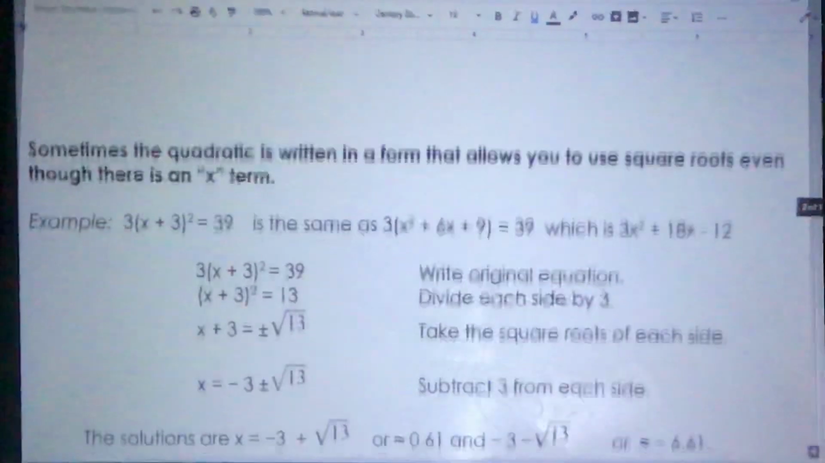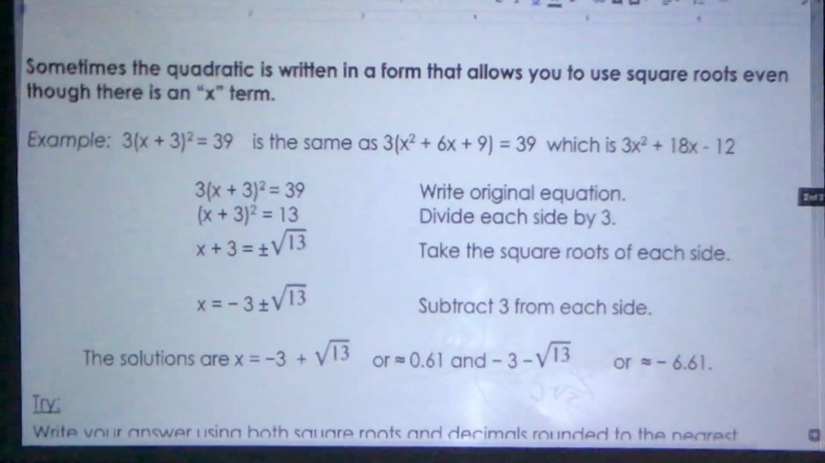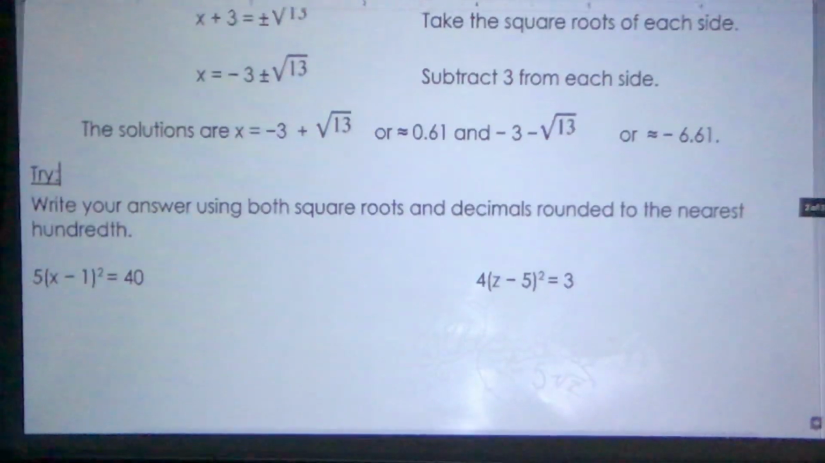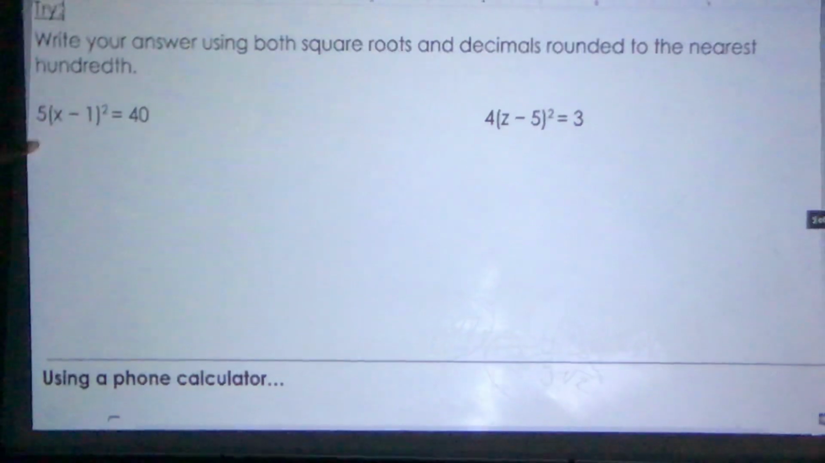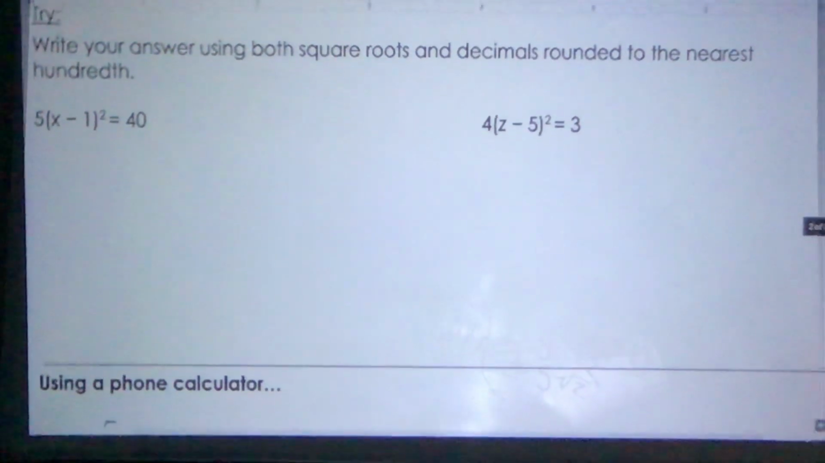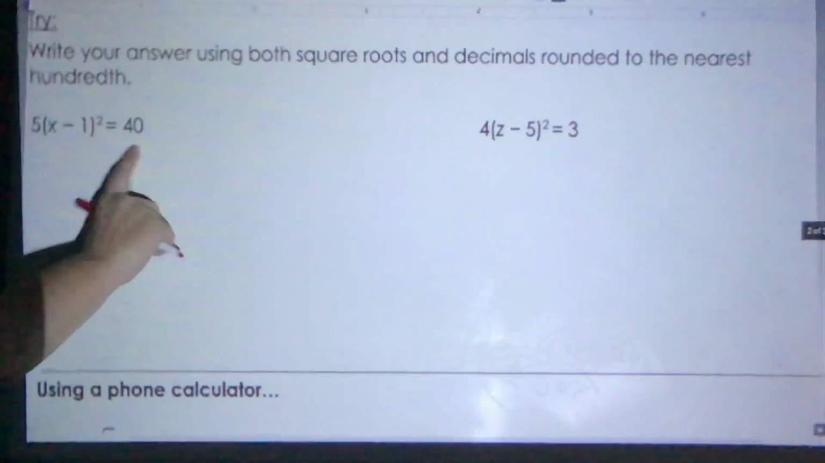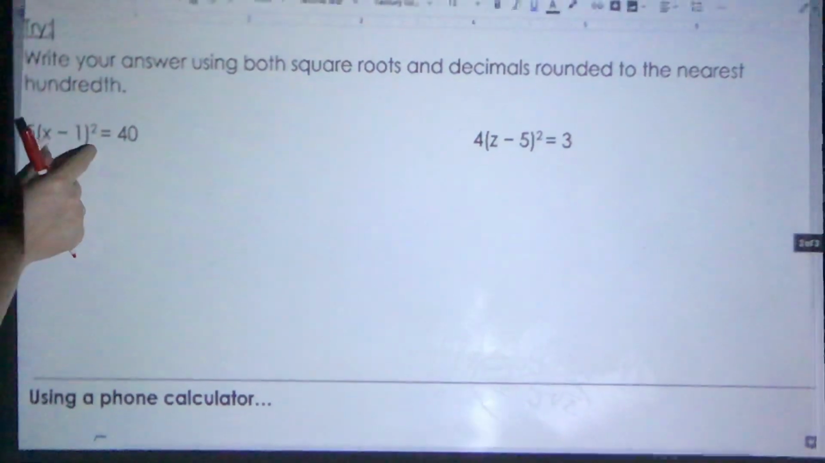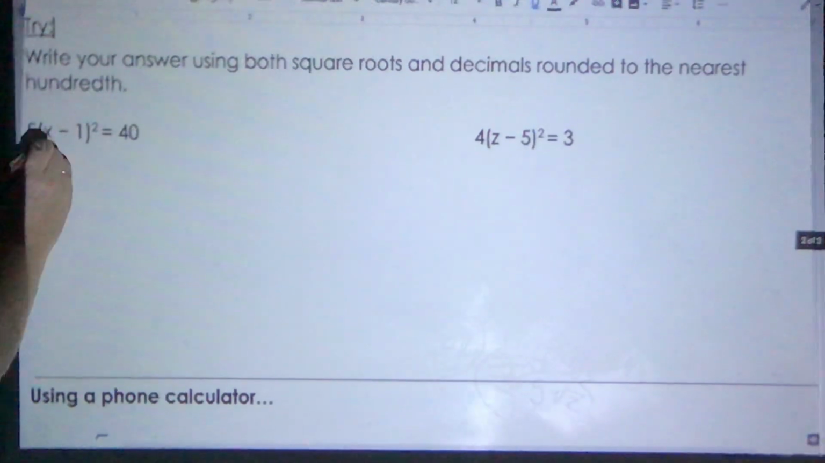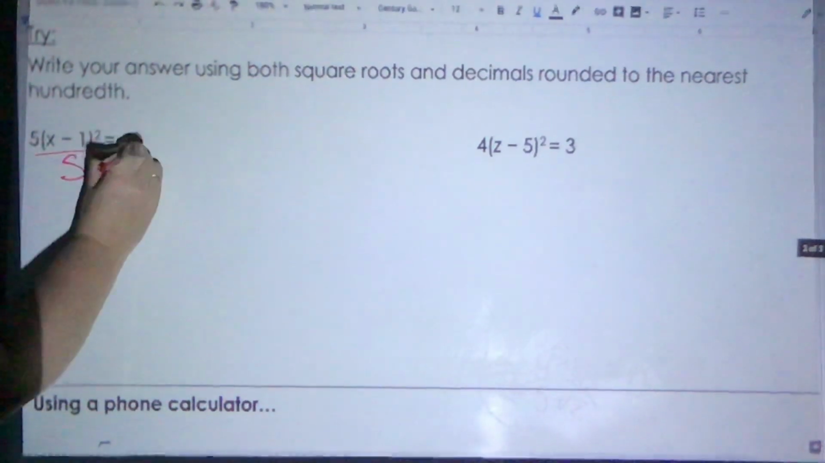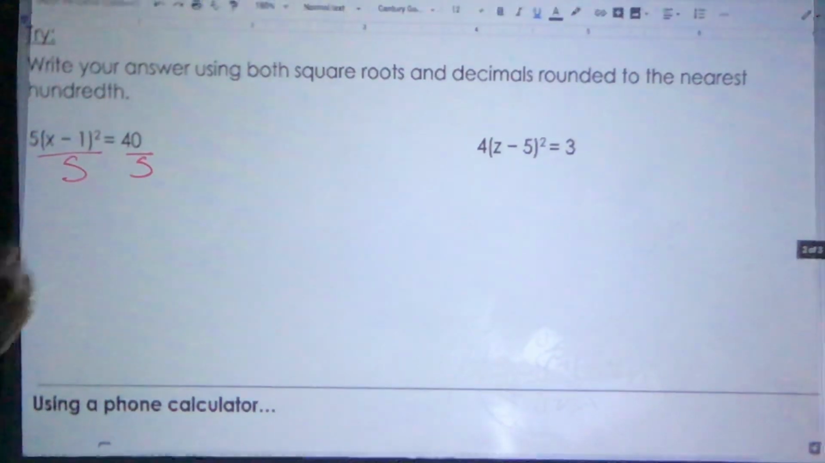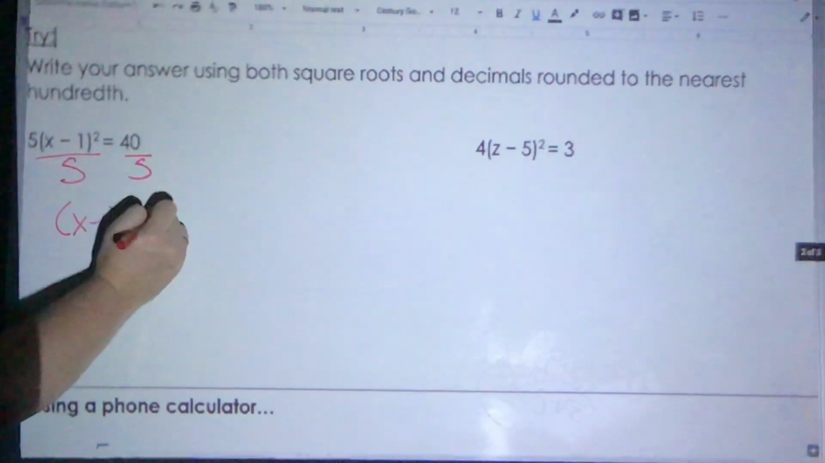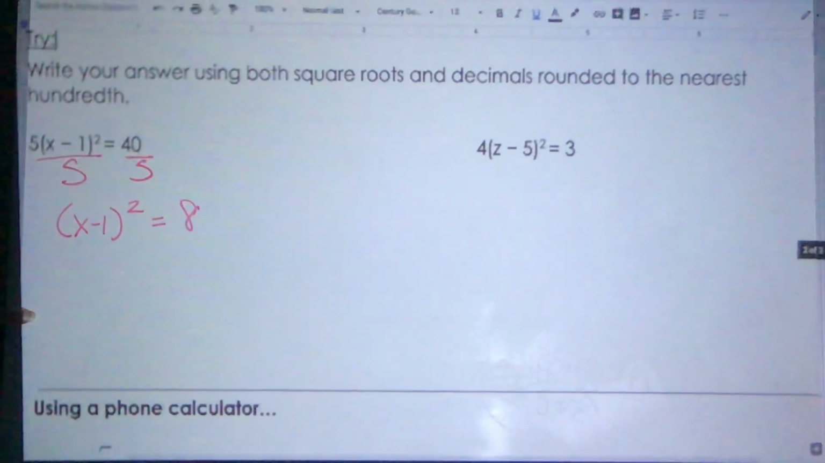Now for our next ones, there are times when you have the middle term that you can still use square roots. I'm going to show you these 2 examples and you can look at the other one for yourself. If I want to solve this example algebraically, 5 is being multiplied by this whole parentheses that's being squared. So I'm going to start by dividing both sides by 5, and I would get x minus 1 squared equals 8.